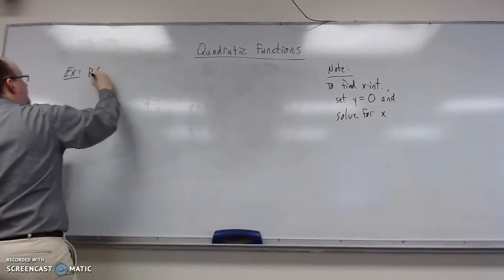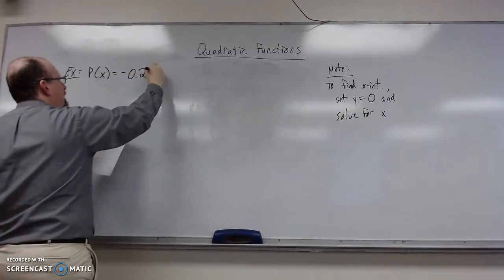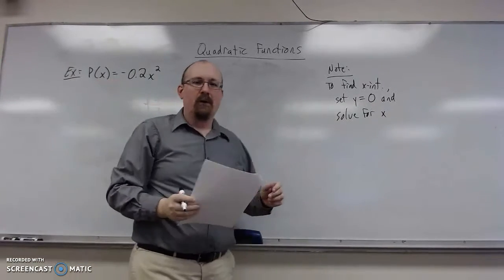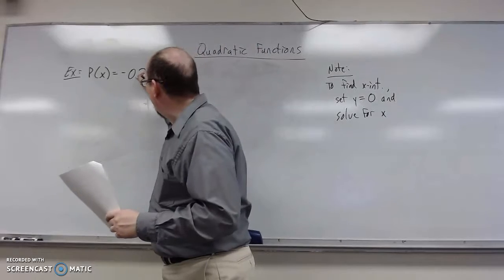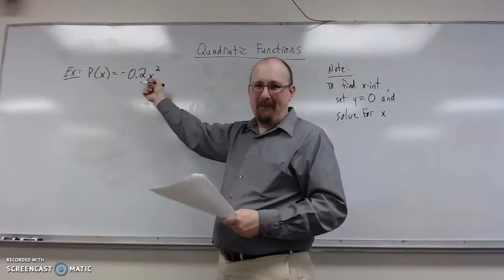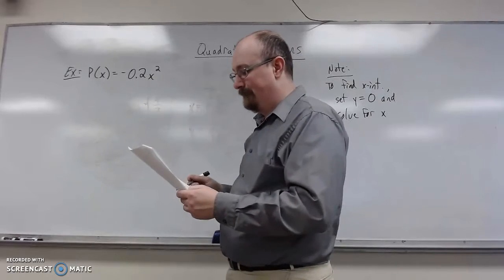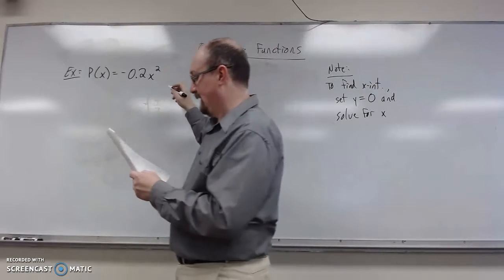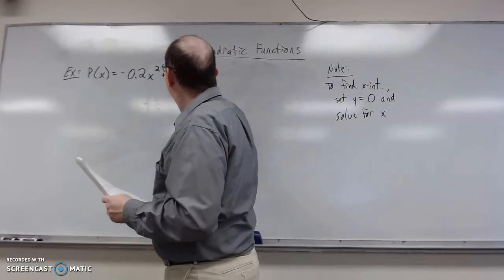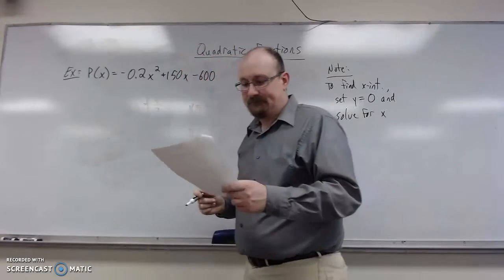So we have p of x equals negative. I'm going to put in the 0. I don't require that you write them in general, neither does WebAssign or a calculator or anything, but I'm bad about losing the decimal point if I don't. So yeah, negative 0.2 x squared plus 150x minus 600.